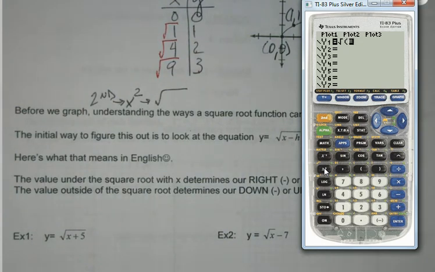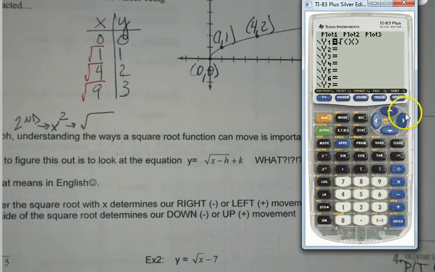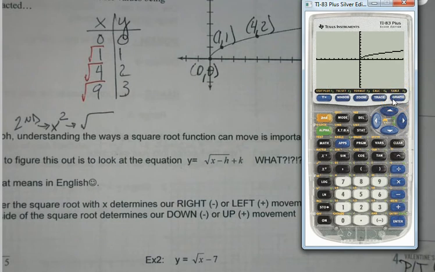Then I just type in whatever I want with it. So since I'm going to just look at the square root of x, you see this X,T,theta, this thing with all these different letters on it? If you hit that, that's my x button, okay? And once I hit that, if I just close my parenthesis, that's what I'm going to graph first. And it's going to give me a graph that looks like this first one that we were looking at. So if I hit graph, okay, looks like the one that's there.